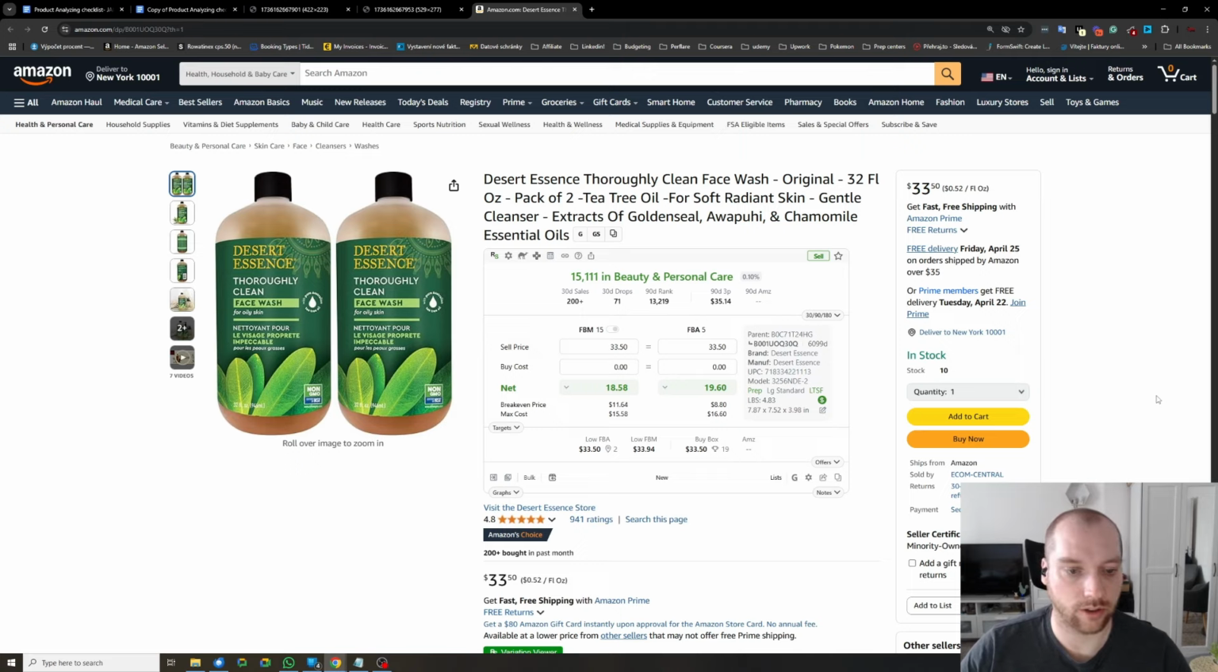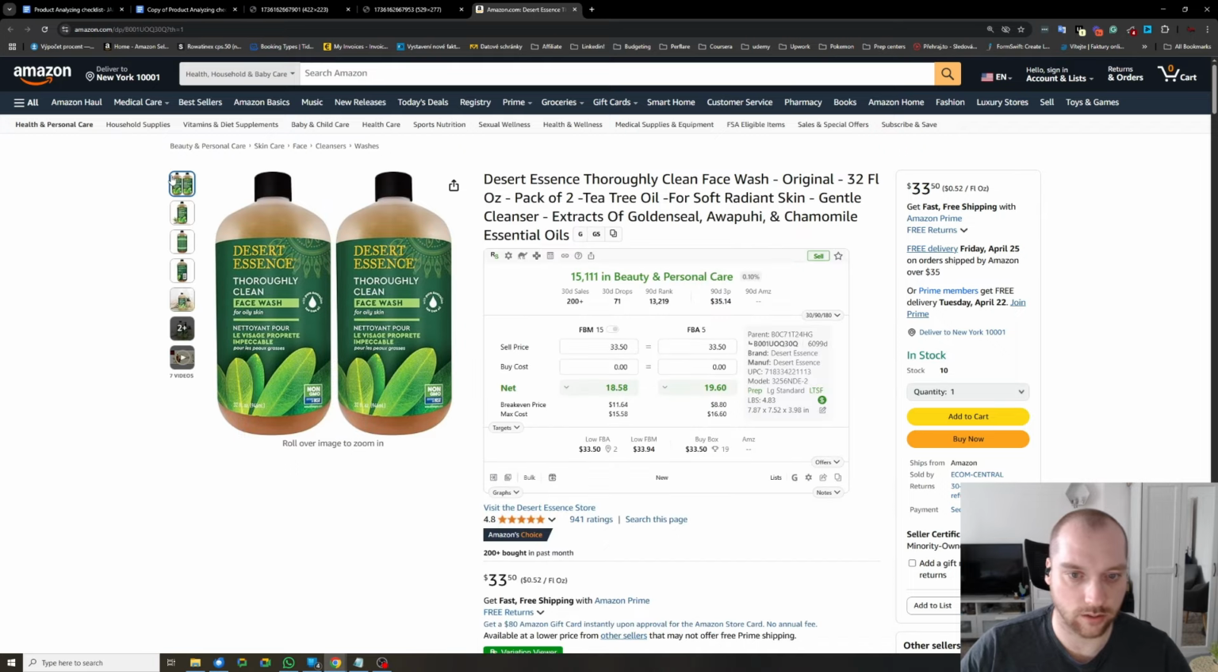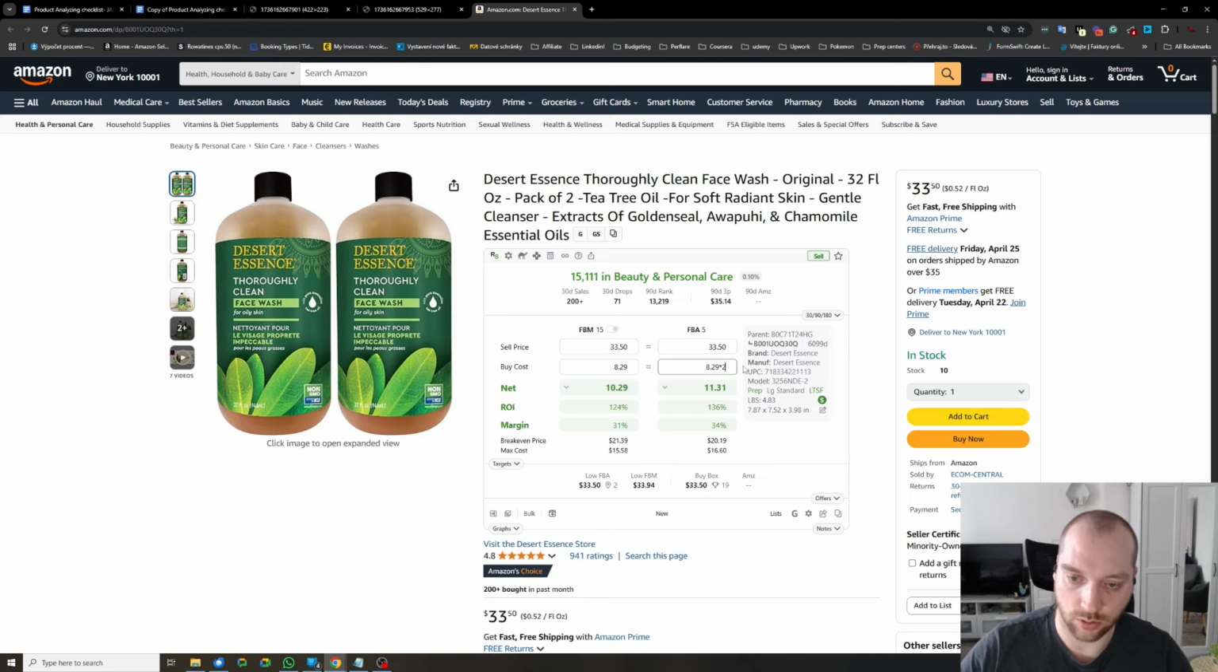Okay, another product. So we are on this listing, and on the image, there are obviously 2 bottles. So I'm going to quickly go to the title, and I can see it's a pack of 2. And since this product costs $8.29, I have to multiply by 2, and this is my real cost because again I have to buy 2 of them.